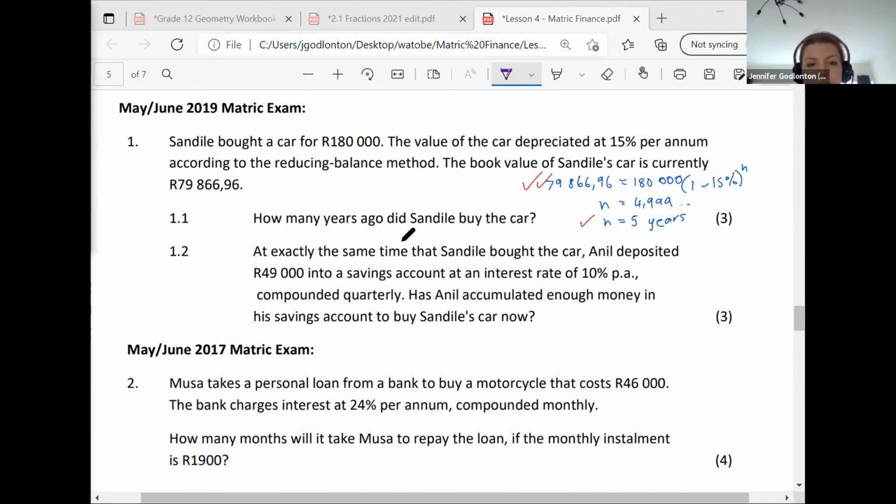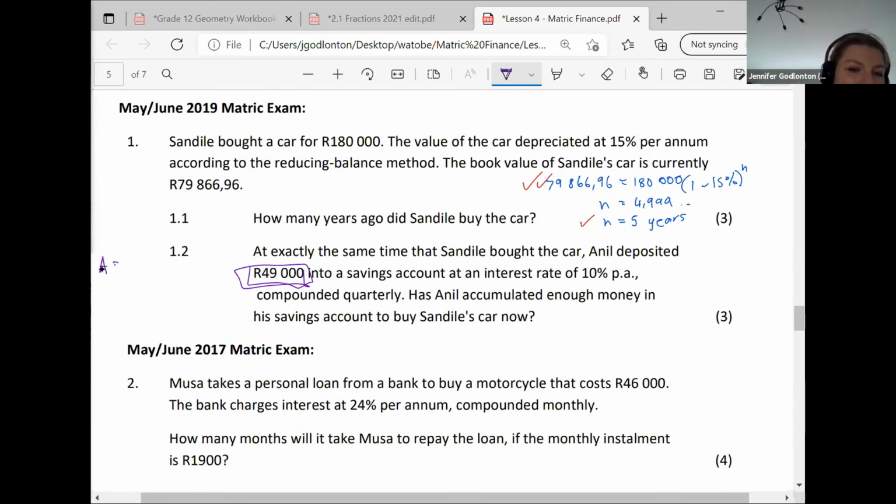This situation, this money was just deposited into a savings account. It isn't a future value, present value situation because they weren't regular payments. So it's not an annuity. The interest rate was 10% compounded quarterly. Has enough been accumulated within those 5 years? So we're just going to put it into our formula.